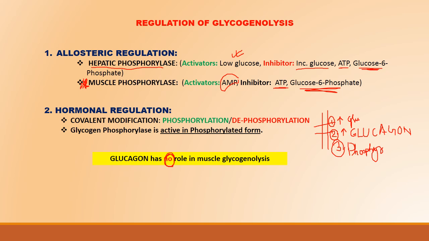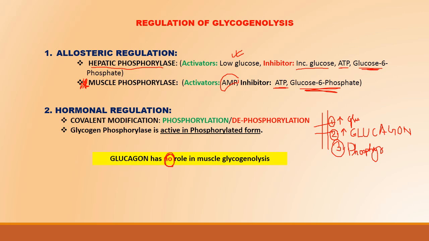In the case of muscle phosphorylase, the allosteric activator is AMP and the allosteric inhibitors are ATP and glucose 6-phosphate. Remember one thing, free glucose has no allosteric regulation on muscle phosphorylase. Muscle phosphorylase does not have any coordination with free glucose concentration.